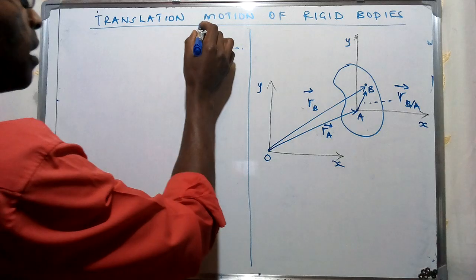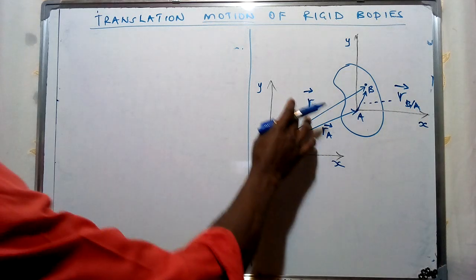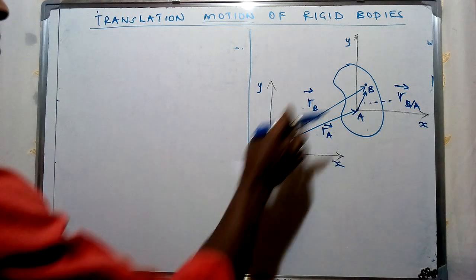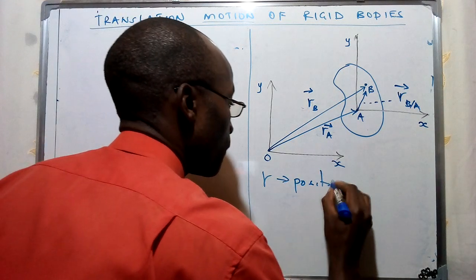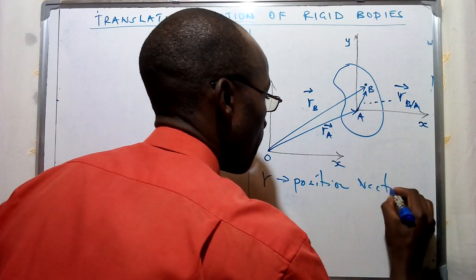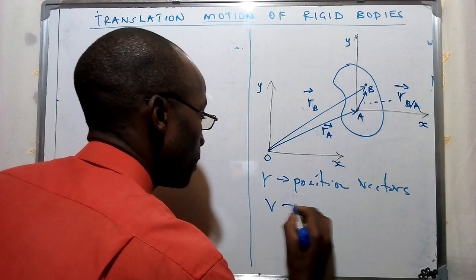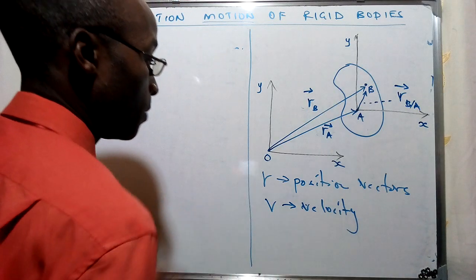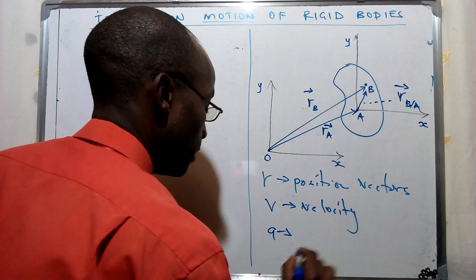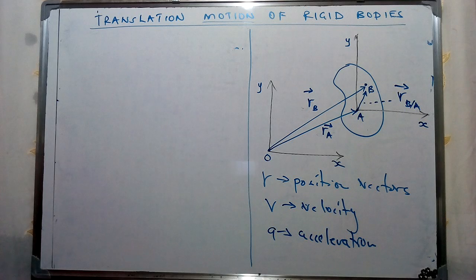For us to describe the motion, we are going to consider the relative position vectors given in terms of r, and the absolute position vectors given in terms of r. Then we are going to consider the velocity component, especially with respect to the point which we have given on the board. And lastly, we shall look at the acceleration component, which is going to assist us in describing this specific translation motion of such a rigid body.